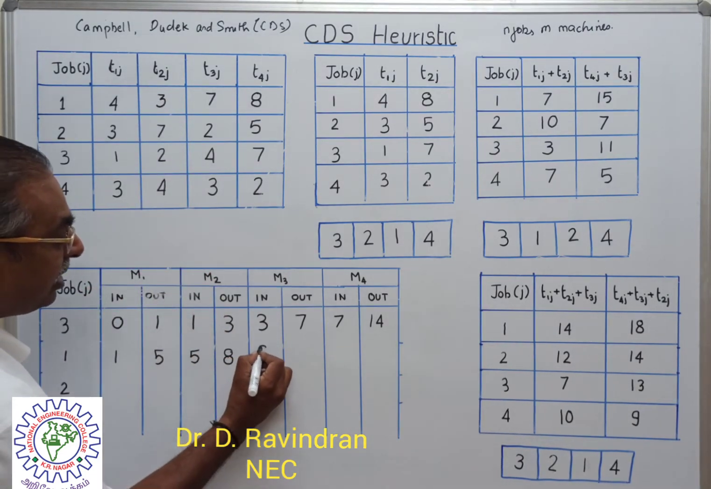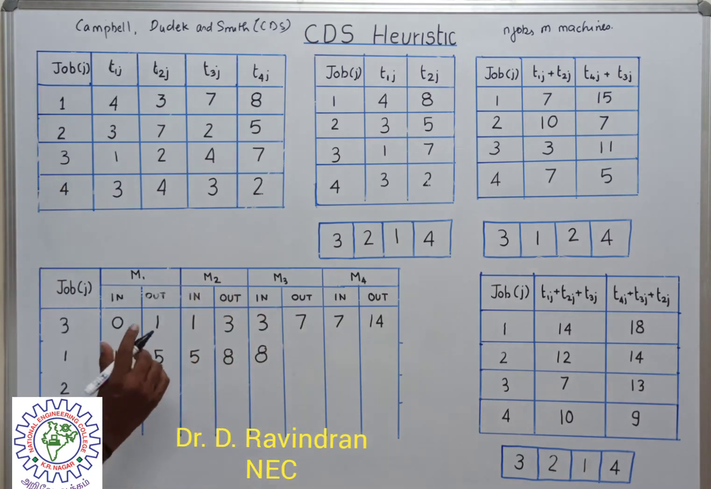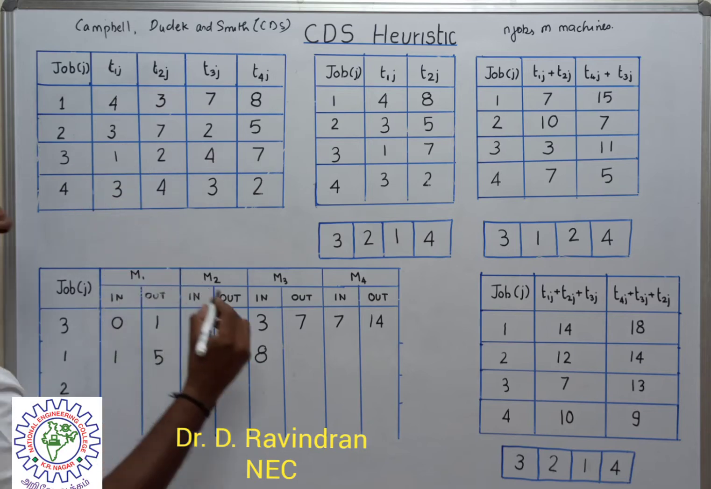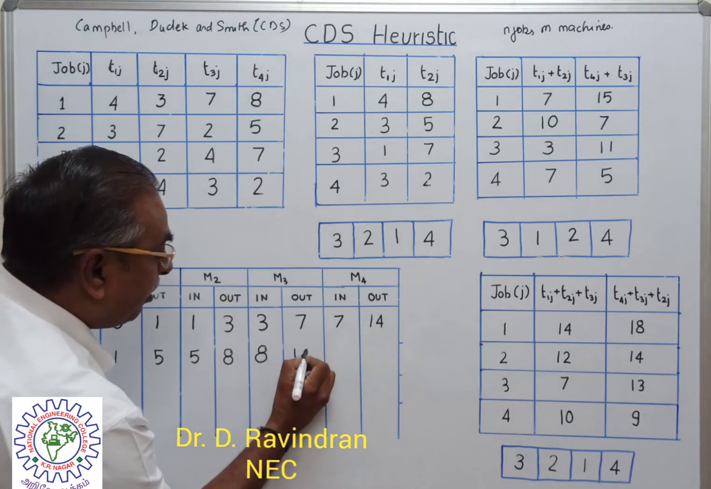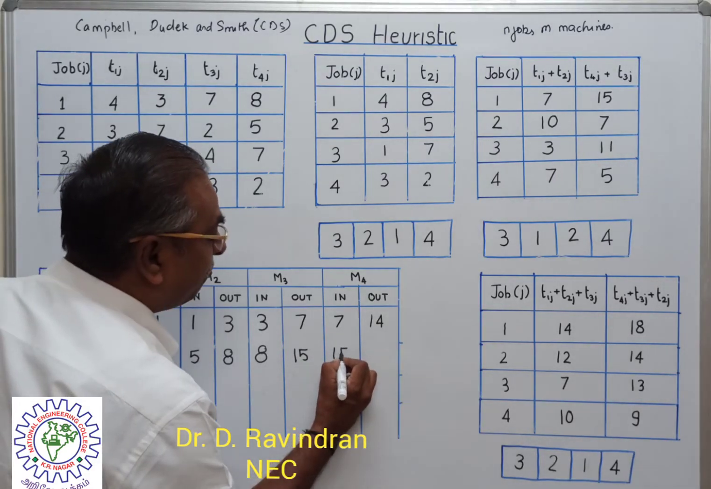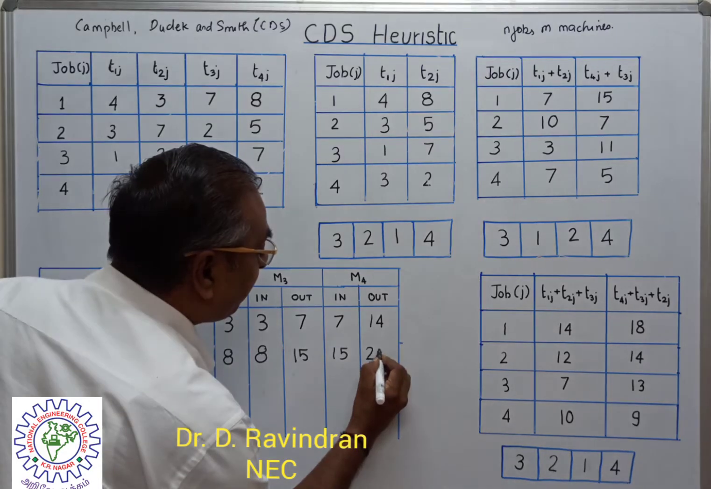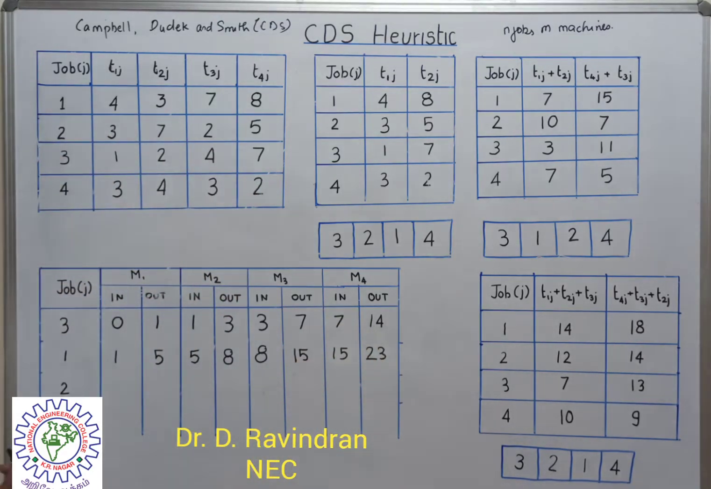So here it can enter the machine M3 at 8 hours even though it is free by 7 hours. There it is getting processed for 7 hours. So it is coming out by 15 hours. At 15 hours it enters the machine M4. 15 plus 8 is 23. It is coming out from machine M4.